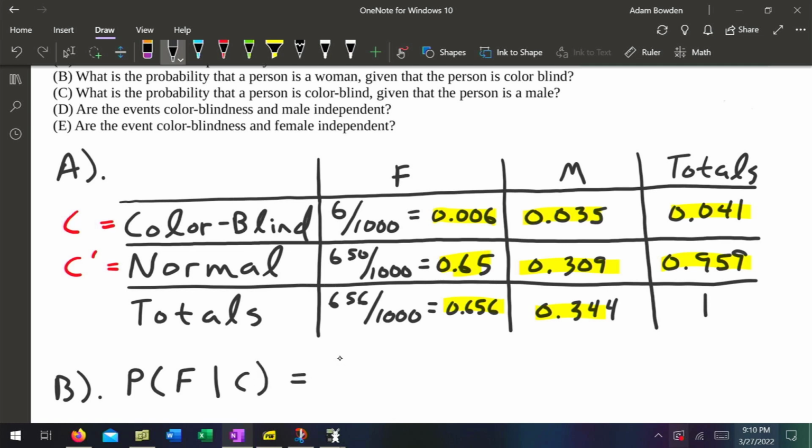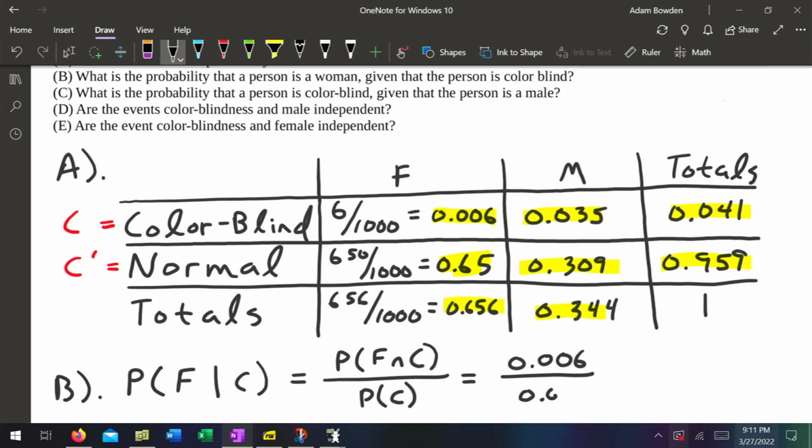And the probability of that can be done with the formula as the probability of F intersect C divided by the probability of C. If we look at our table, the probability of being female and colorblind is 0.006 divided by the probability of colorblind, which is 0.041. And if we divide and round, we get 0.146 for that probability.